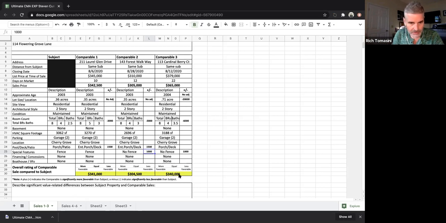So we've got 600 square feet and $35,000. So 35,000 divided by 600 is $58.33 difference per square foot. Okay, so let's just go $58, right? So let's go to the subject. 3,062 minus 2,696 is 366 square feet difference. The subject is bigger. We're going to multiply that by $58, and we're going to adjust this one 21,228.